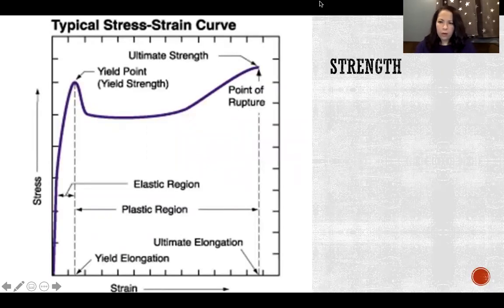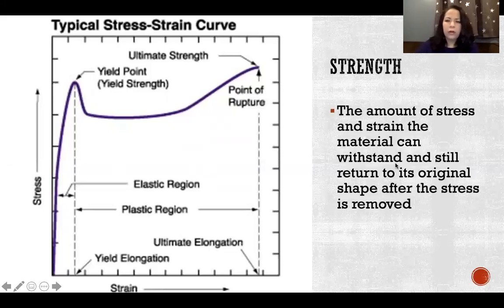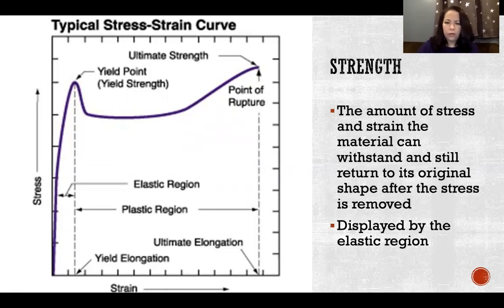All right, so strength of a material, that's the amount of stress and strain the material can withstand and still return to its original shape after the stress is removed. So essentially we're saying up until we reach the yield point and then enter the plastic region, the strength is essentially how big is that elastic region. So it's displayed by the elastic region. It's the area under the curve up until we get to the yield point.